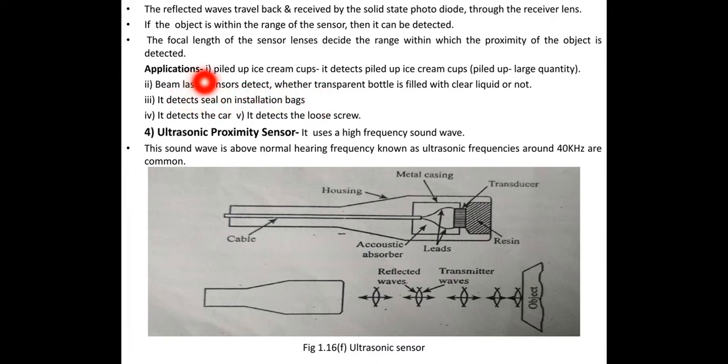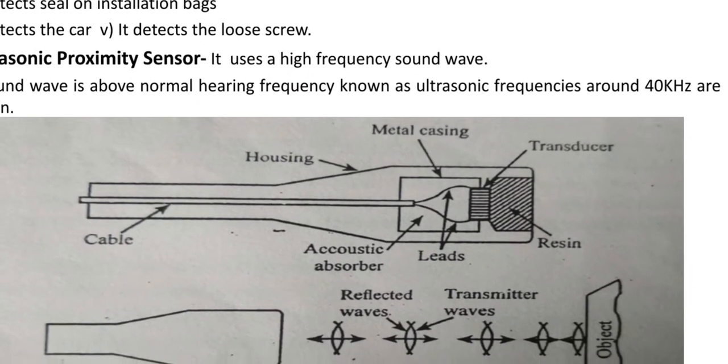Okay, applications. It detects piled up ice cream cups. Piled up means large quantity. Beam laser sensors detect whether a transparent bottle is filled with clear liquid or not. It detects seals on installation bags, it detects the car, it detects the loose screw, etc. Then the ultrasonic proximity sensor, this is the construction.